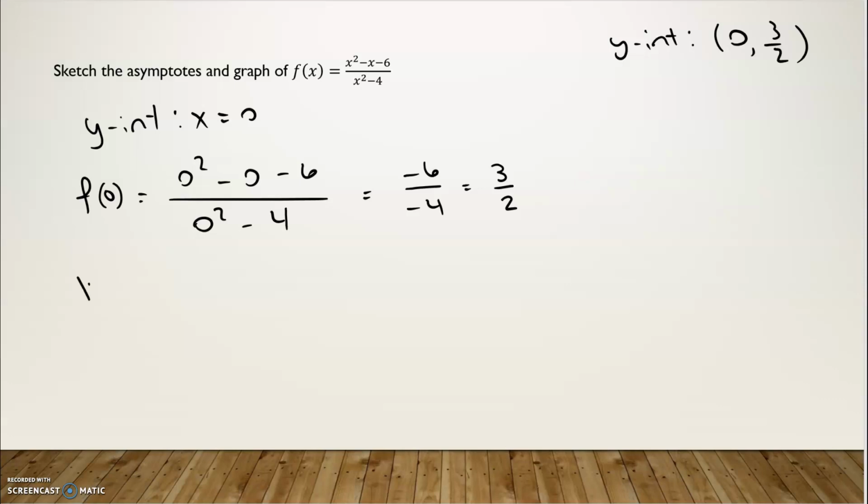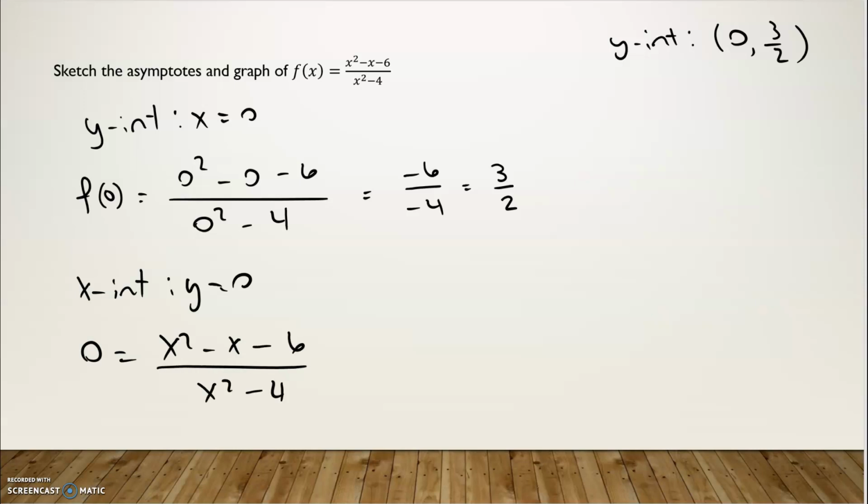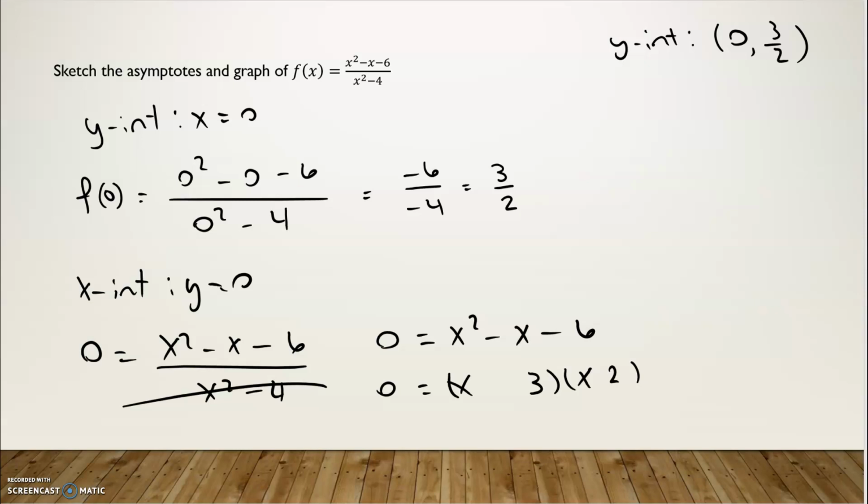Okay, now let's find the x-intercept, which means y is equal to 0. So we have 0 is equal to x squared minus x minus 6 over x squared minus 4. Don't care about that denominator. 0 equals x squared minus x minus 6. So we're going to factor that. So x and x looks like 3 and 1. Negative 3, positive 2. Negative 3 times positive 2 is negative 6. Negative 3 plus 2 is a negative 1, so that works out.